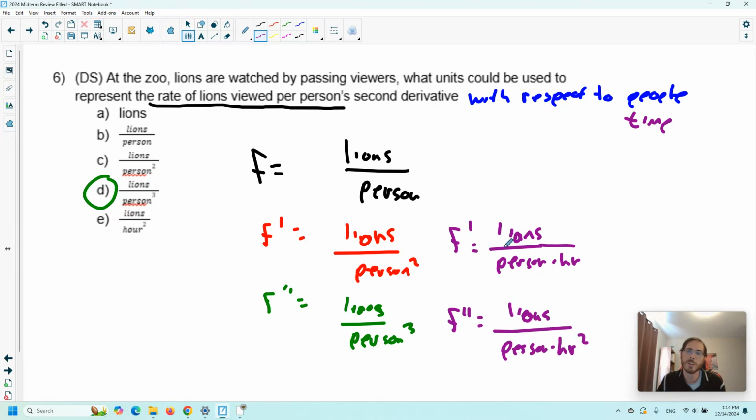So again, just make sure you're seeing what we're taking the derivative with respect to. Since it didn't really talk about time at all, going back to English class, the second derivative would have to go to the person because that's what's right before it. So that's why I'm making that decision. I'm using the rules of English and the way modifiers work. So that's what we got for 6, I think.